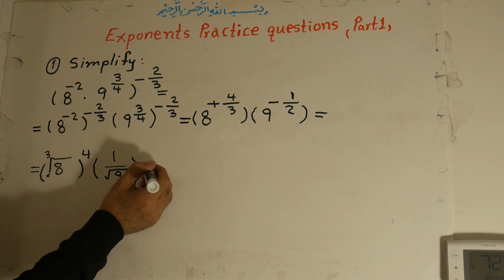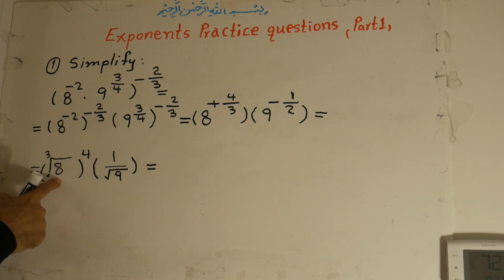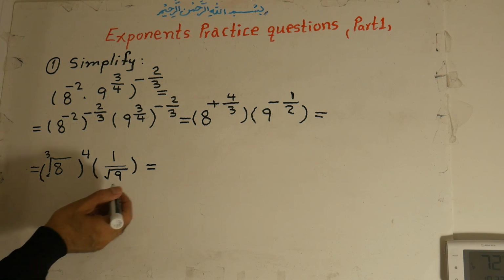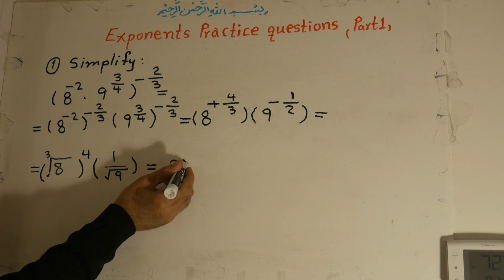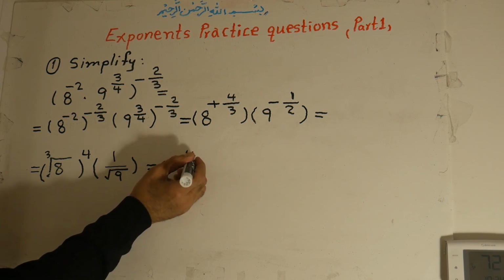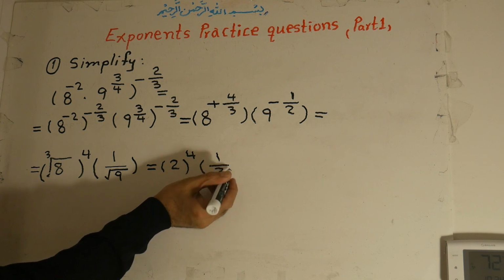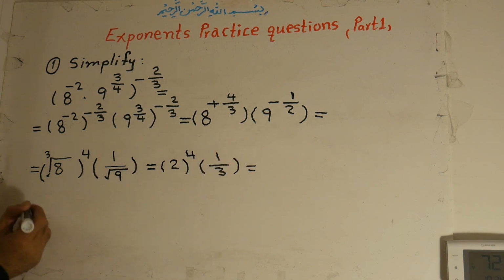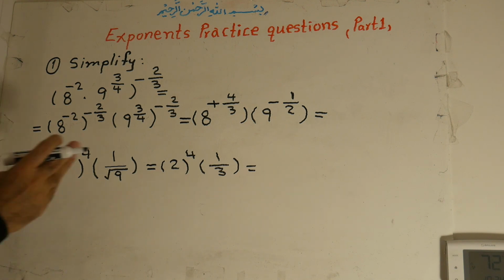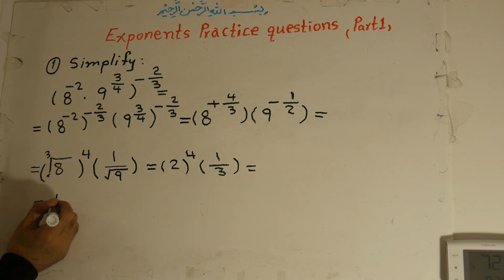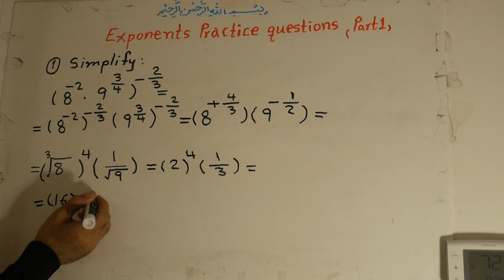So now this is equal to the third root of the 8 is 2, because 2 times 2 times 2 is equal to 8. 2 to the power of 4 times 1 over the square root of 9, which is 3. And this is equal to 2 to the power of 4, which means 2 times 2 times 2 times 2, 4 times. 2 times 2 is 4, 4 times 2 is 8, 8 times 2 is 16, times 1 over 3.